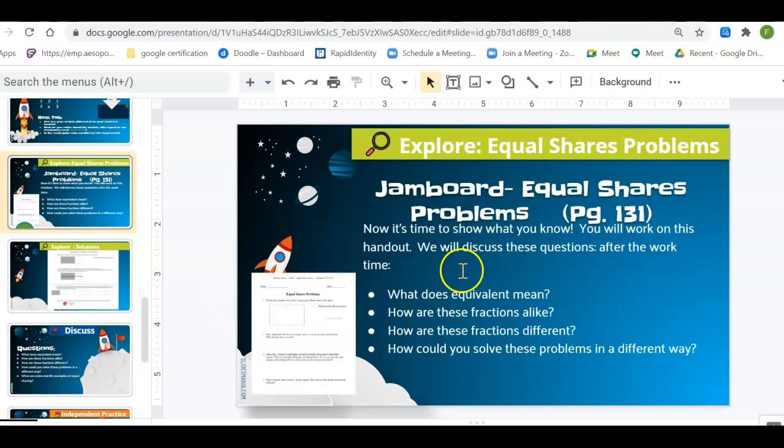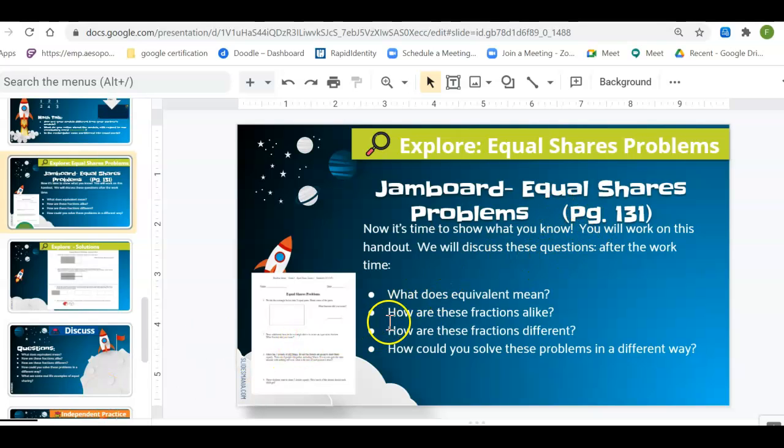So on our next slide, we're going to do some more practice. Equal shares problem. So this one, you are going to have an option to work on the Jamboard. I have a Jamboard that's been assigned to you titled Equal Shares, but this is also on page 131. So you also can work on page 131. And if you work inside of your binder on page 131, remember you have to take a picture of your work and insert a picture of your work into the slide so that your teacher will see your work.